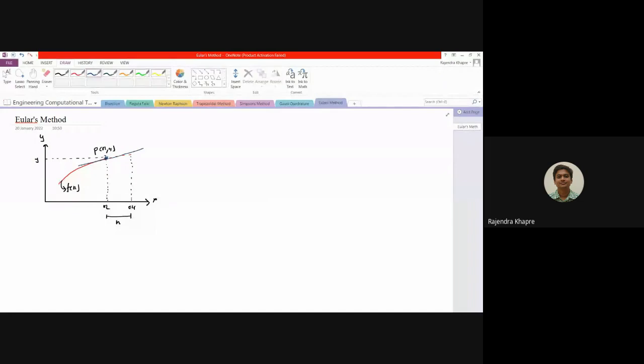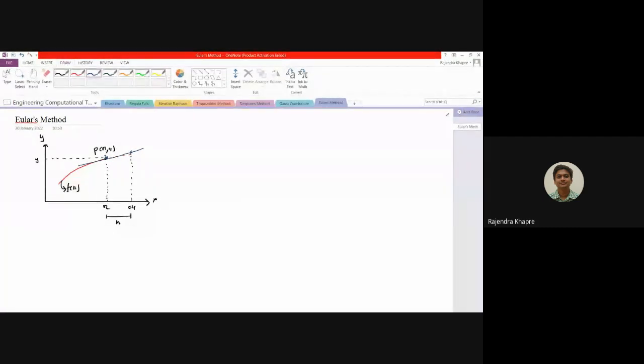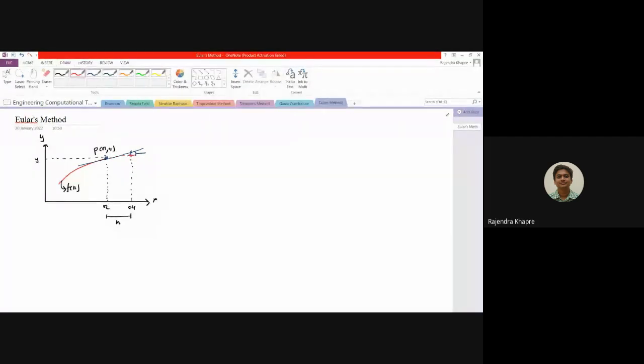Okay, so if I draw a slope of this particular equation, then this slope is going to intersect at this particular point. And if you see, there is a tiny gap over here between the extension of this curve. The extension of this curve will be somewhere over here, and as far as the slope is concerned, the slope is slightly above. So this much error will be there.